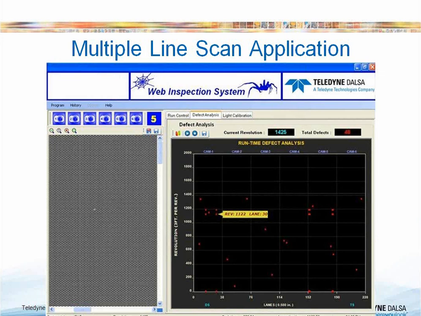Here's an example of the user interface where you can actually see a defect. If I can highlight, there's a defect here on the web, and here's the roll map. This is a live, real-time roll map, where you have linear footage. Each camera is divided into a number of lanes, and the defects are saved, for example, at revolution 1122 on lane 30. When the product gets sent to a converter, they can unwind the product and take out the defects.